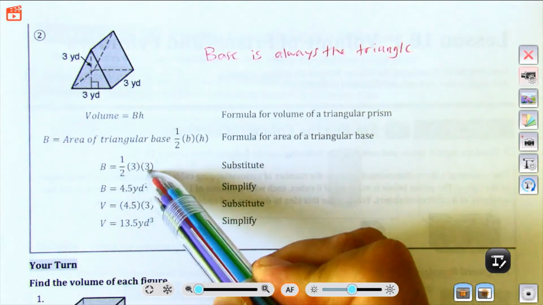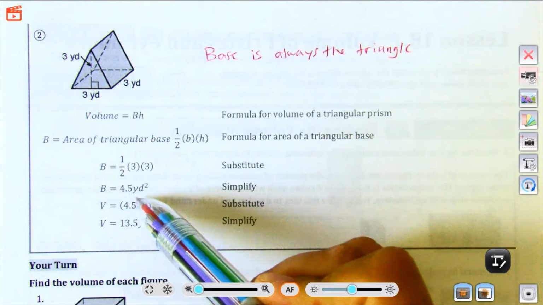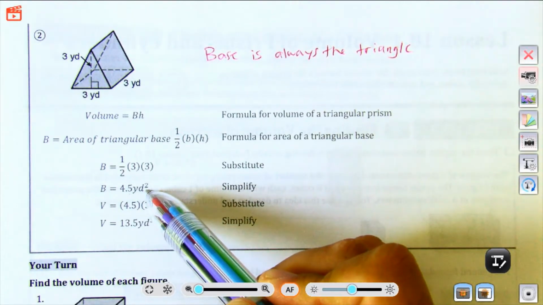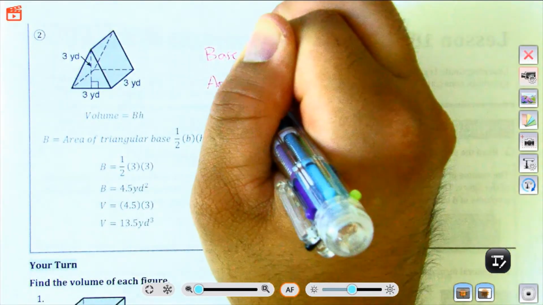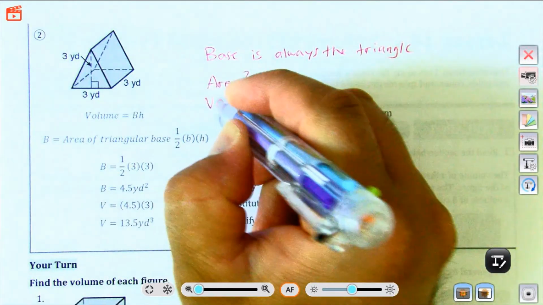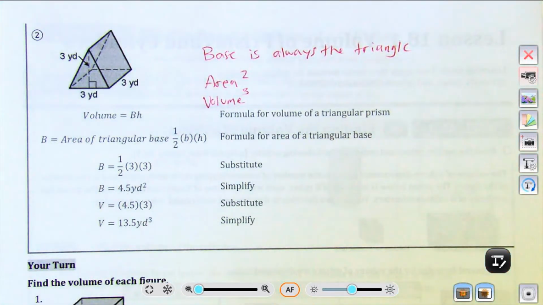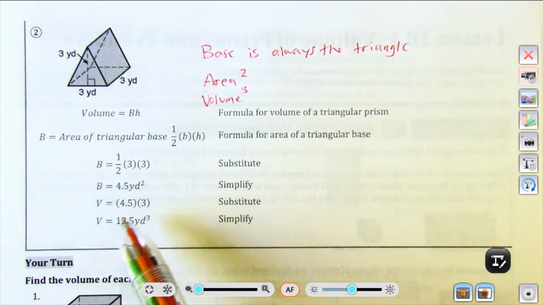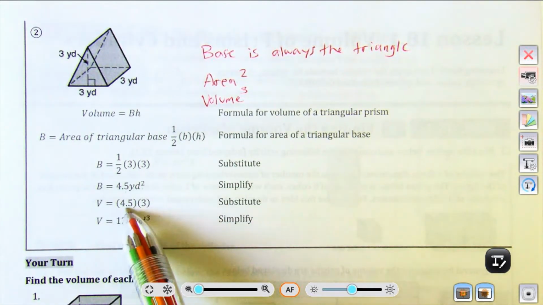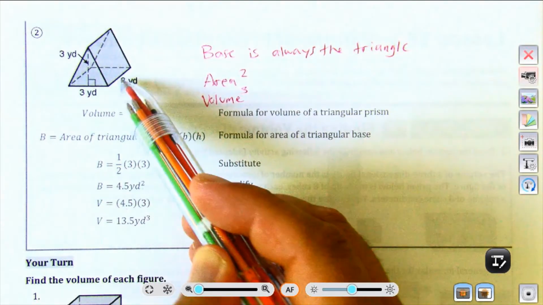Now, the reason why this is squared is because when we're finding area, area is always squared. And remember that volume is always cubed. The units for volume are always cubed. So when we find the area of a base, those units are squared. But now look at what happens. We have the base area times the height of the object. So that is this height of the object. And that is equal to 13.5 yards cubed.